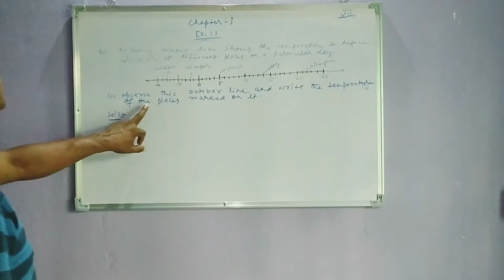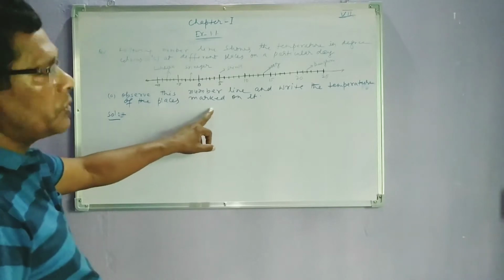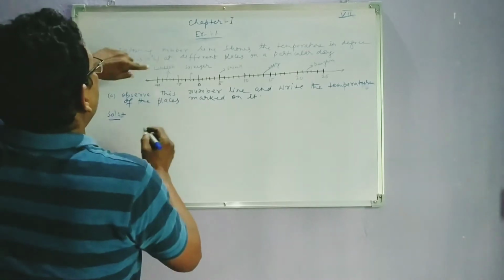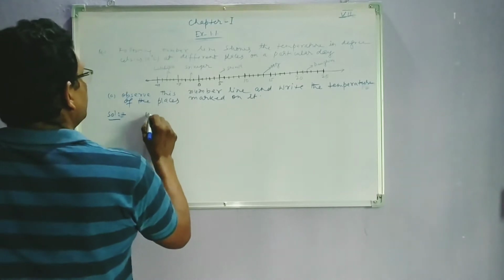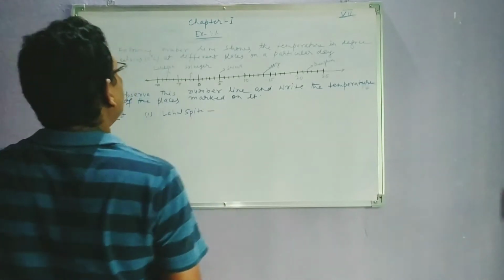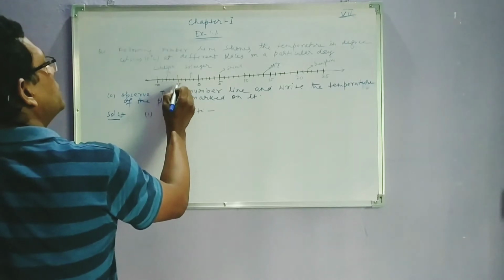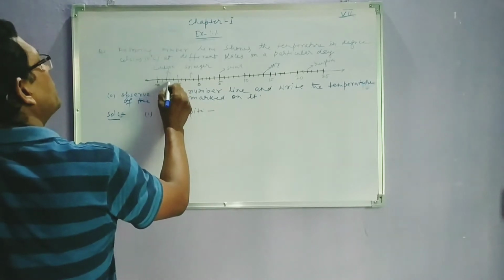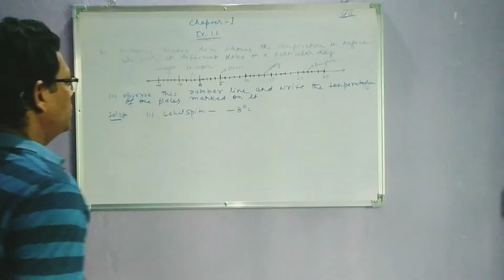Now observe this number line and write the temperature of the places marked on it. So we have to write the temperature of the places marked on the number line. So first place is Lahaul Spiti. Here is -5, then 1 mark, add. So -5 plus -1, -6, then -7, then -8. So this is your -8 degrees Celsius.